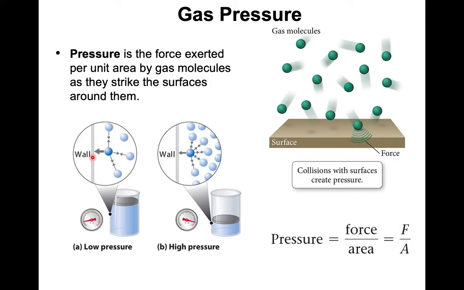Here's a zoomed in version of that. If we have a low pressure gas system here, the gas molecules are hitting each other and hitting the walls of the container relatively infrequently. However, if we have a higher pressure of the same gas, they're going to be striking each other, imparting force to each other, as well as striking the walls of the container more often.